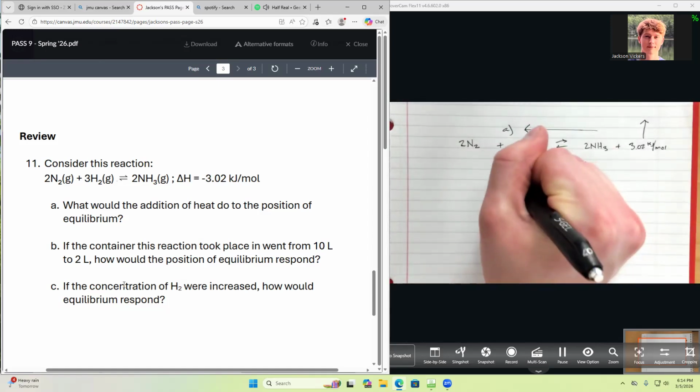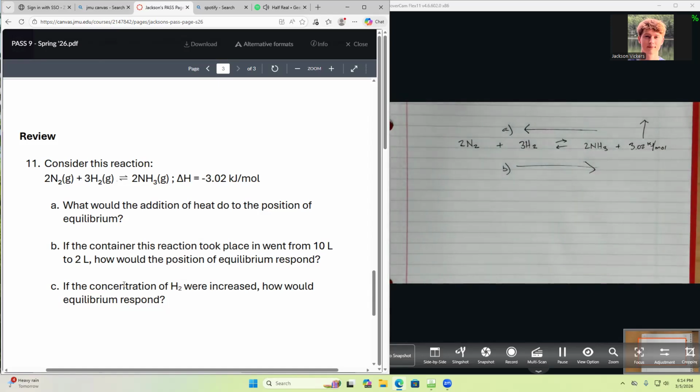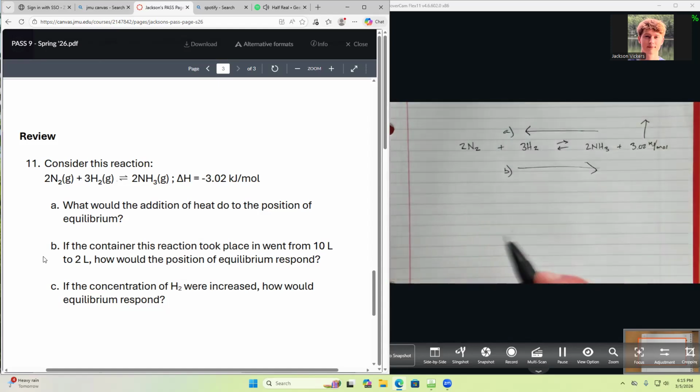So A, B, and then C, last one. I gave you the easiest one as the last one. If the concentration of H2 were increased, how would equilibrium respond? Right, exactly. Anytime you add a reactant, we're going to shift to the product side.